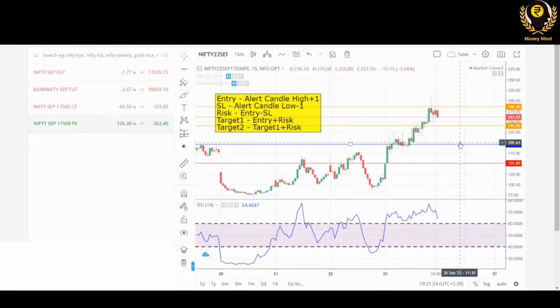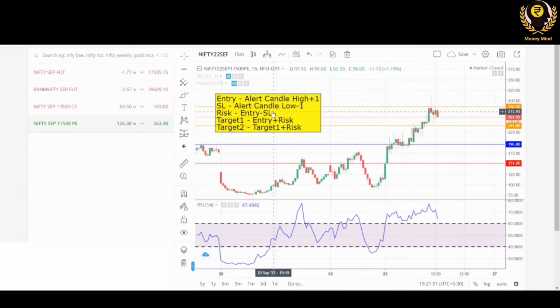So I achieved the first target of 241. It then moved to our second target. We trailed our stop loss to 241. Now you can exit at the day end, or you could have booked your profit when you achieved your second target. So that's how the setup of this strategy works.